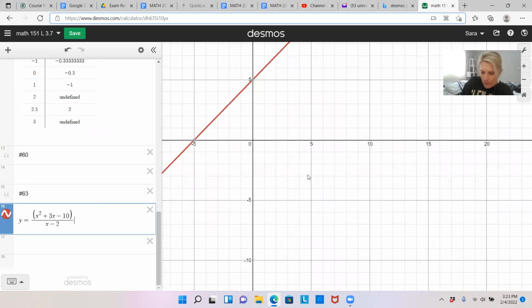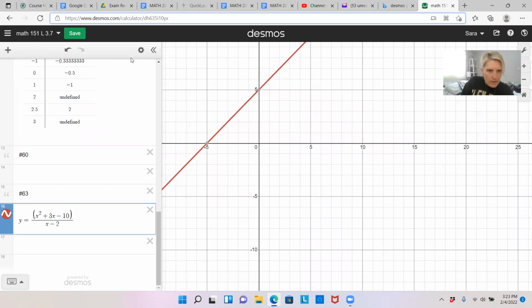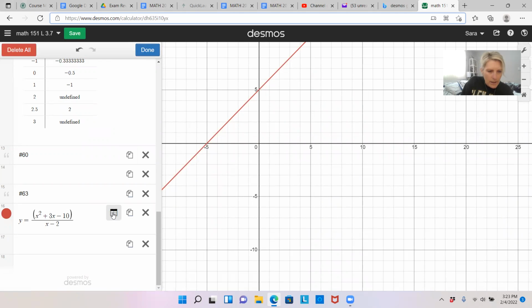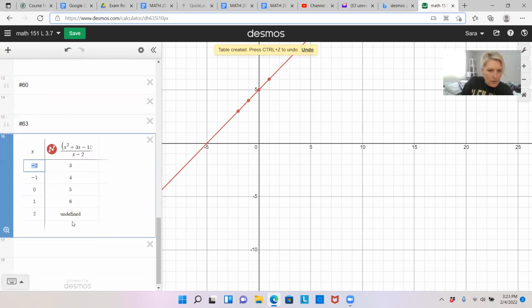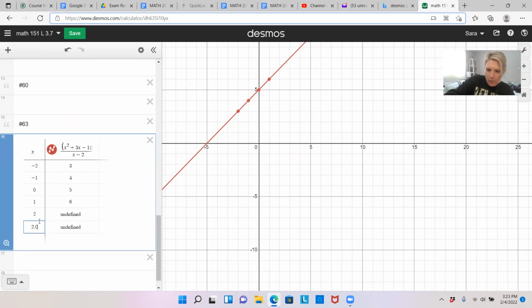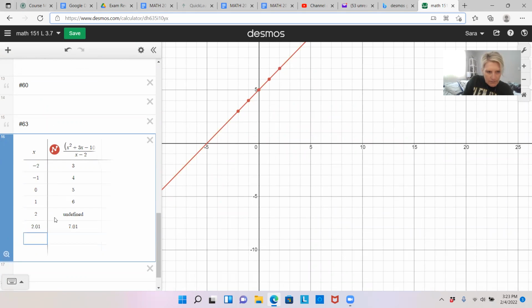But it doesn't show the hole, so let's look at the gear. Let's make the table so we can see the values. So you don't see it on there, but at x equal to 2, it is undefined. And then at 2.01, there's a value again. And at 1.99, there's a value. It's just completely undefined right at 2. Isn't that cool?